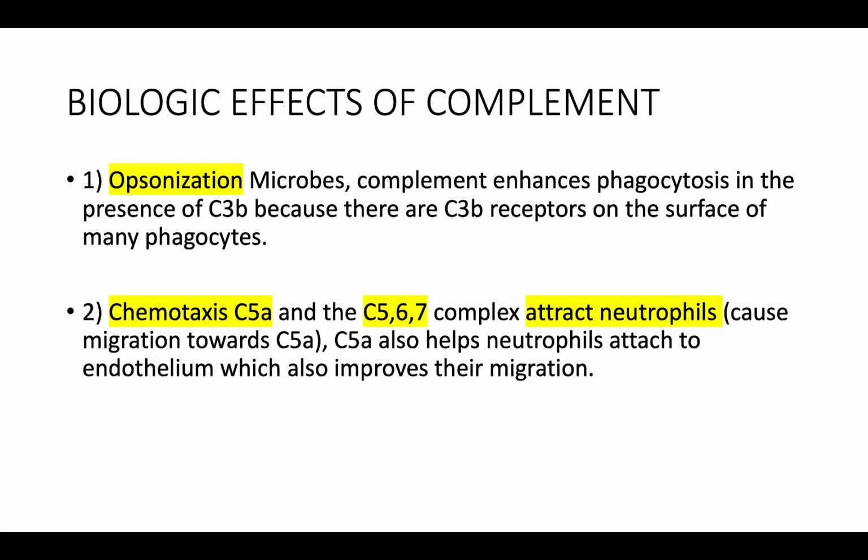Now, what are the biologic effects of complement? We said first, opsonization of microbes with C3b because of the receptors like we mentioned. Chemotaxis, as I mentioned, C5a is an important chemotactic factor. C5, 6, and 7, all these attract neutrophils and cause migration towards C5a. They also help neutrophils attach to the endothelium, which, if you remember from your pathology lectures, is the beginning of inflammation: neutrophils have to attach to the endothelium at the site where they need to start migrating into the site of infection or inflammation. So C5a will help the neutrophil attach at the endothelium where they need to start migrating to the site of inflammation.